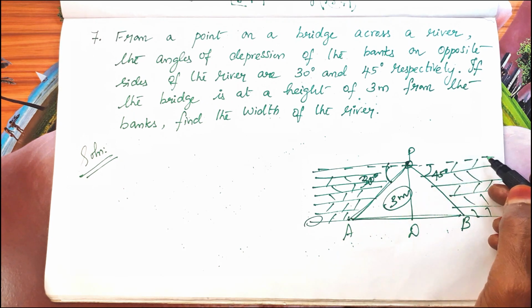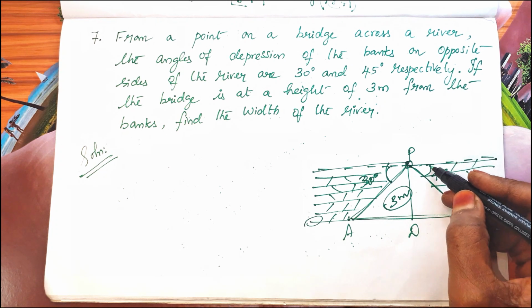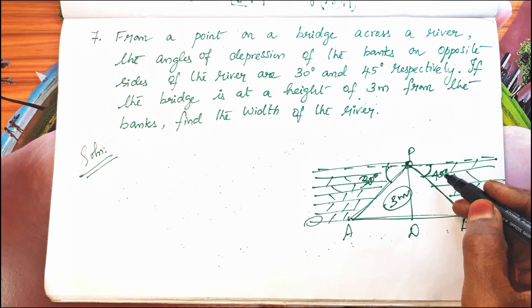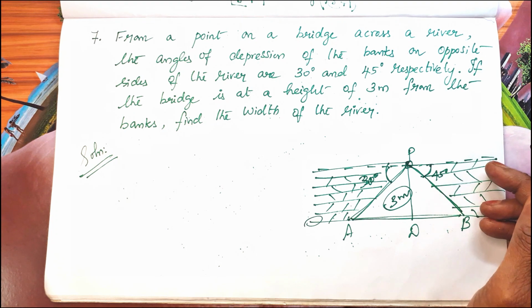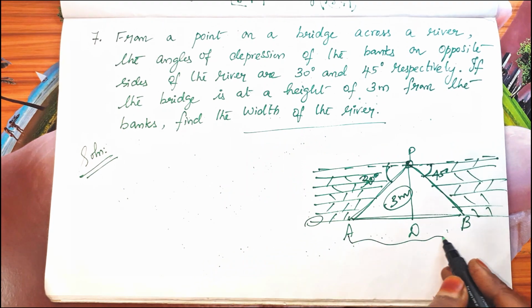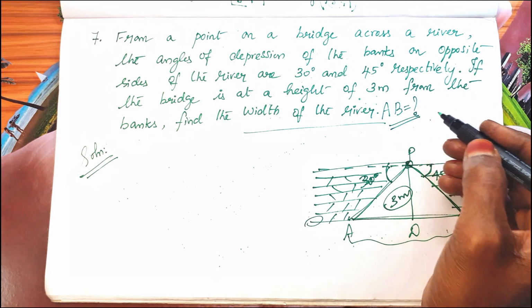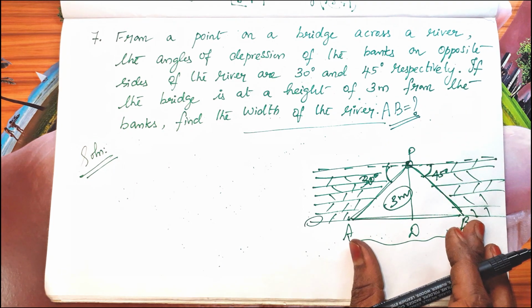Like that, to the other bank we draw a horizontal line. The line of sight makes an angle of 45 degrees. That is the angle of depression. We are going to find the width of the river. Width of the river means this one. So we are going to find AB, the distance AB.